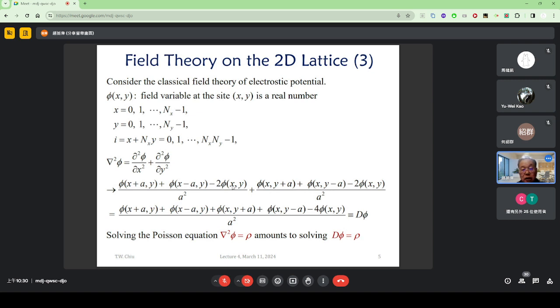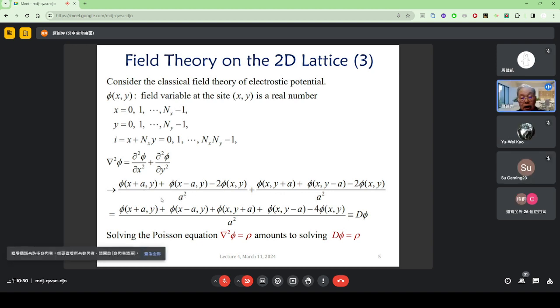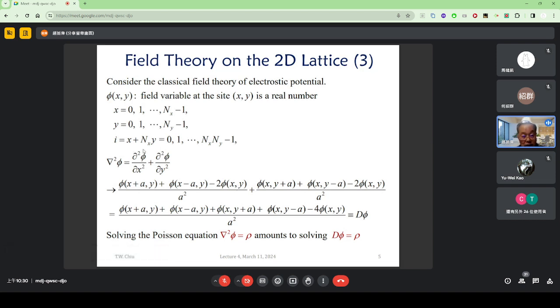If you do the Taylor expansion up to order a squared, then since there's an a squared downstairs, you can see the a squared cancels, and you get the second derivative. So that means in the limit when a goes to 0, this finite difference is equal to the second partial derivative of phi with respect to x.